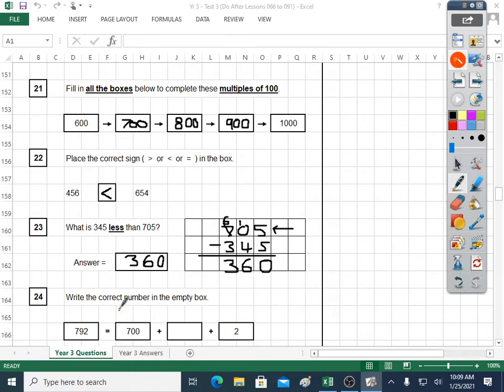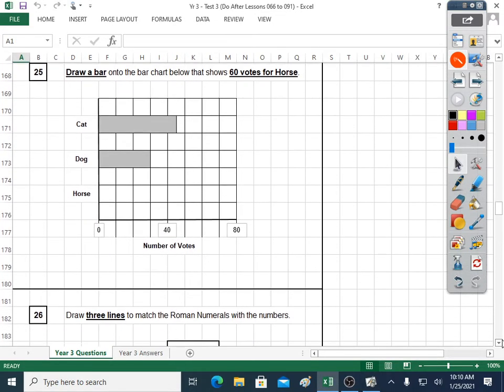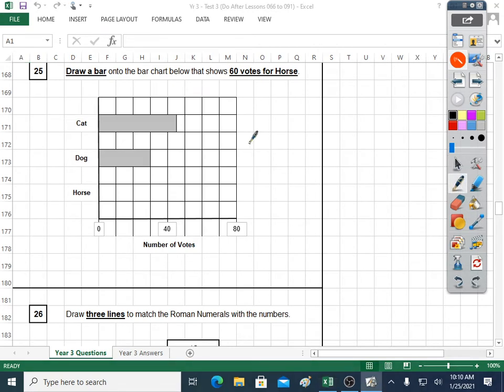Question 24. 792 equals 700 plus something plus 2. Now these are done in morning maths all the time. The 700s is there. The 2 units is there. What's missing is the 9 tens, literally 90. So 90 goes into the missing box. And on to question 25. Make sure you remember to write down some of my workings, write the answers down to help you remember this in the future. It will help you.